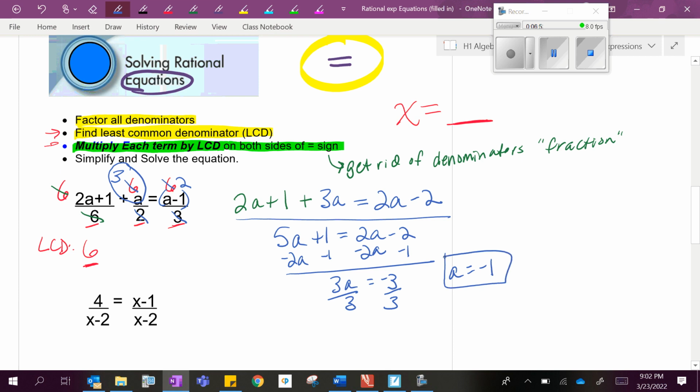Okay, so to recap this, again, we find our common denominator. We multiply every term by that denominator to wipe out our fractions. And if you chose the correct common denominator, it will wipe out all your fractions. Then you simply solve the equation we have left. Okay, so let's just try some more.